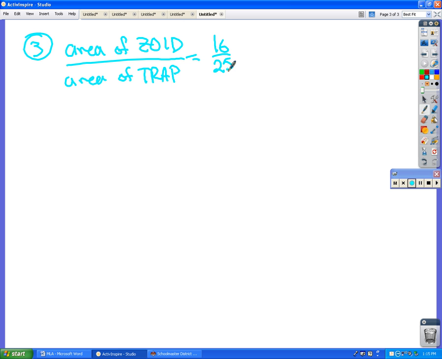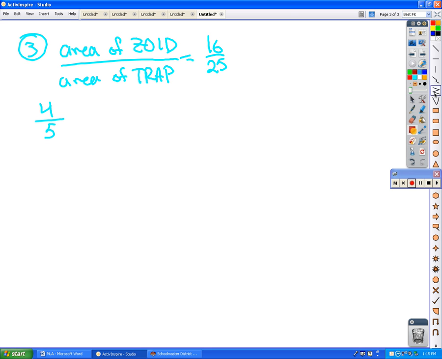Okay, so what's the square root of 16? 4, and the square root of 25 is 5. Okay, so the ratio of the areas is 16 to 25. The ratio of the sides is 4 to 5. And so we're going to use that to figure out what these missing pieces are.